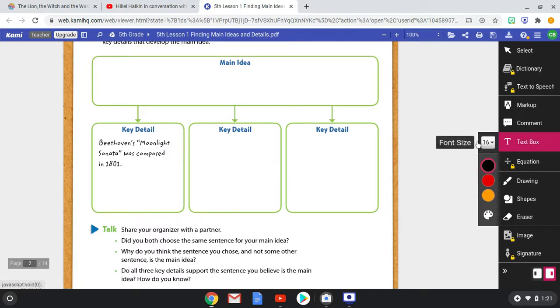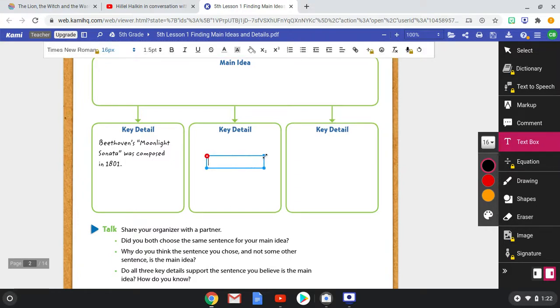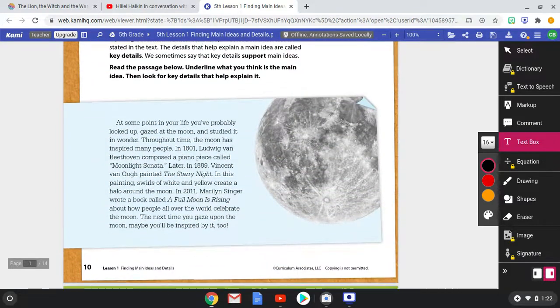So I'm going to do a text box. And I'm going to do it here. I'm having some trouble. There we go. Okay. All right, so Vincent van Gogh painted The Starry Night in 18, and I'm going to have to look this up. Let's see, I'm going back to the text. In 1889.